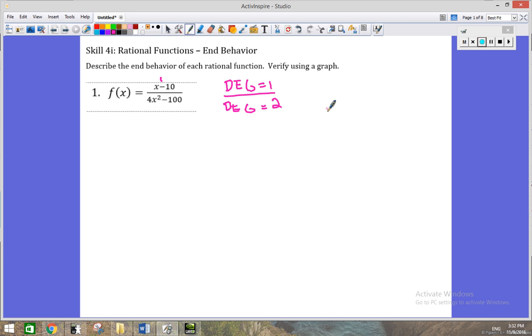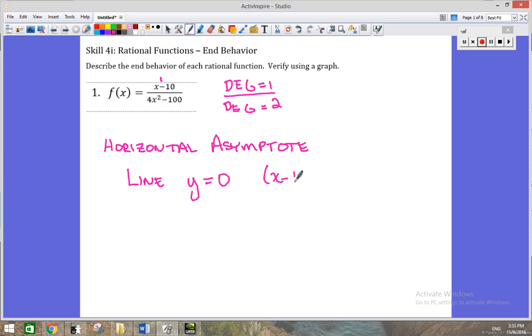So the end behavior is a horizontal asymptote. Any time that it's bottom heavy, the degree of the denominator is larger than the degree of the numerator, then the horizontal asymptote is the x-axis. It's the line y equals 0. Because if you think about it, if you haven't gone up or down, the line y equals 0 is more commonly referred to as the x-axis. So there's my answer, and it wants me to verify that using a graph.